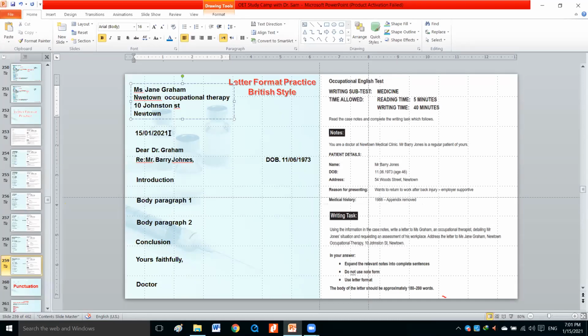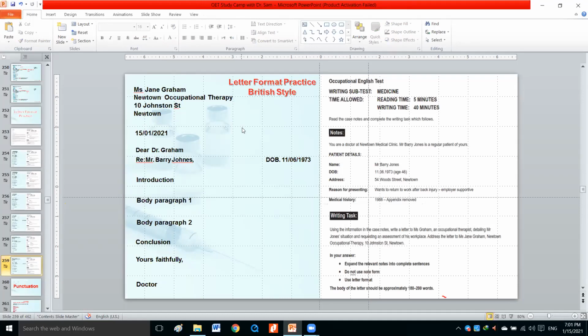Okay. Newtown, there is a typo in EU. Occupational should start with a capital, and therapy, capital O, capital T. Johnson, 10 Johnson Street, also capital. Newtown, capital. The date, 15th of January, that's right. And Dear Doctor, we should remove the full stop.